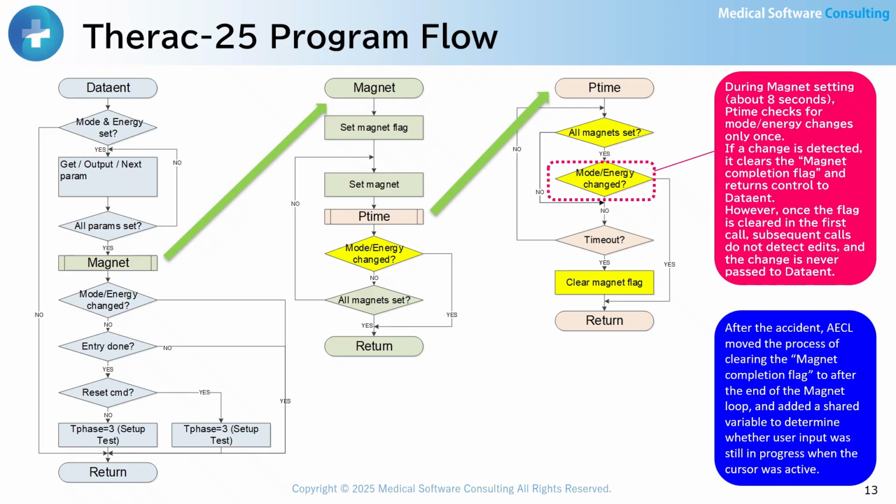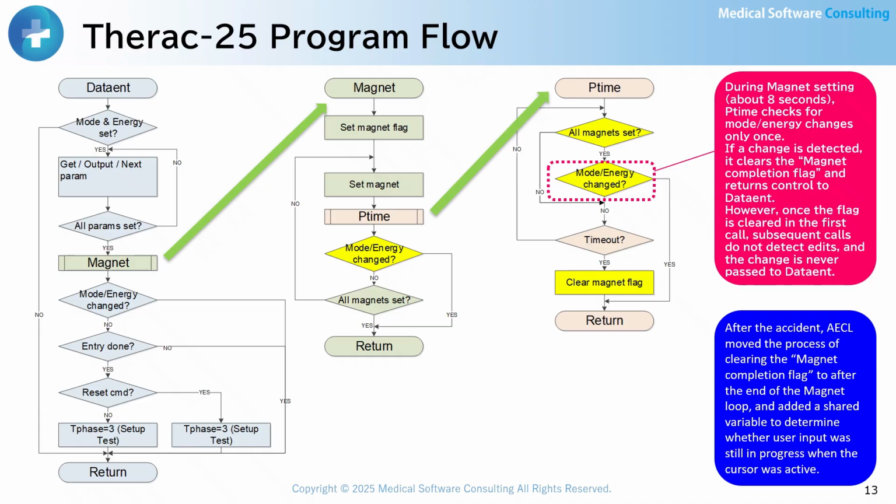If the magnet coupling flag was on, p-time first checked whether mode or energy had been changed. If a change was detected, it cleared the magnet flag and returned control to the data entry module. However, in the actual implementation, this change detection occurred only on the first call. On subsequent calls, even if the operator made changes, they were not detected. As a result, during the 8-second magnet setup period, any edits made afterward were not communicated back to the data entry module. This meant that reinitialization was not performed, leaving a critical design flaw.